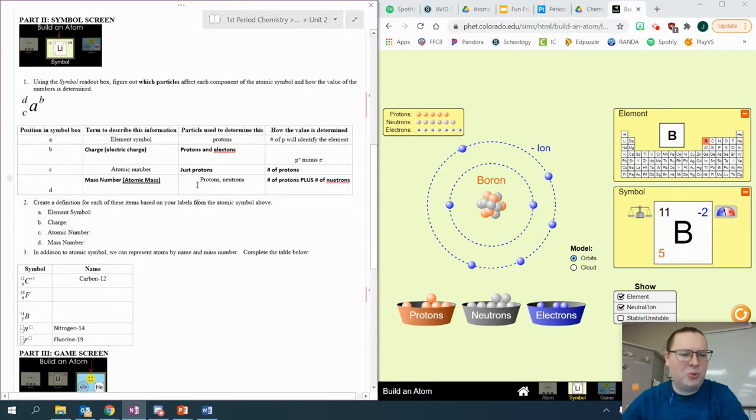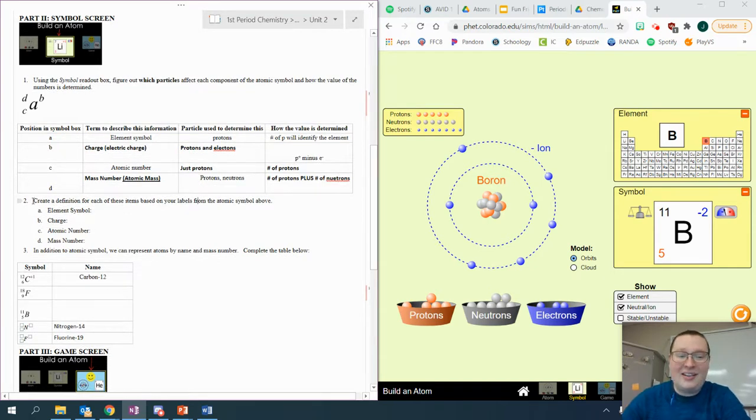Alrighty, folks, that was a little bit of guidance here to help get you guys started. I think number 2, you can create a definition for these things based on what affects them, the protons, neutrons, or electrons, depending on what the symbol is. And then down here, I think you'll connect these dots to do these atomic symbols.